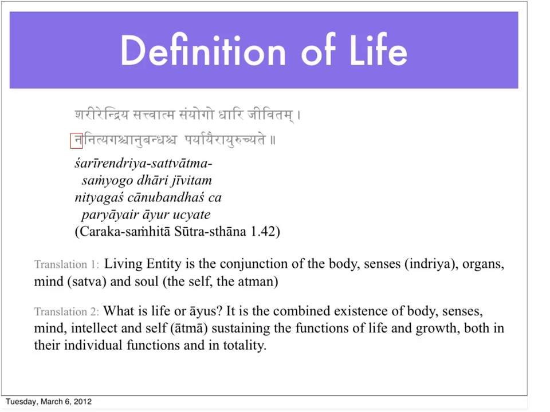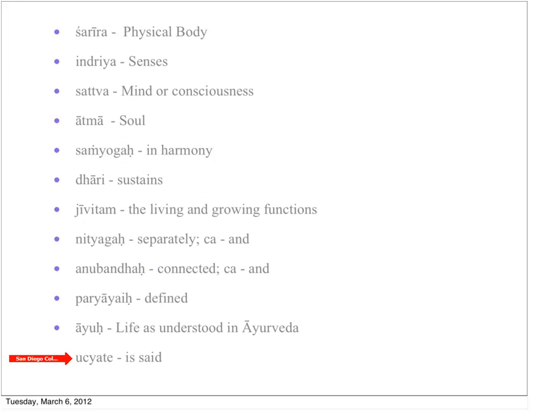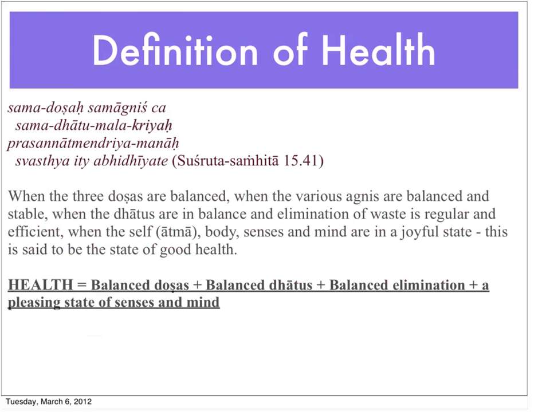What is life, or ayus? It is the combined existence of body, senses, mind, intellect, and self, sustaining the functions of life and growth, both in their individual functions and in totality. So this is a very important verse which is defining Ayurveda, and it is defining life as it is meant in the term Ayurveda. So let us look at another verse.